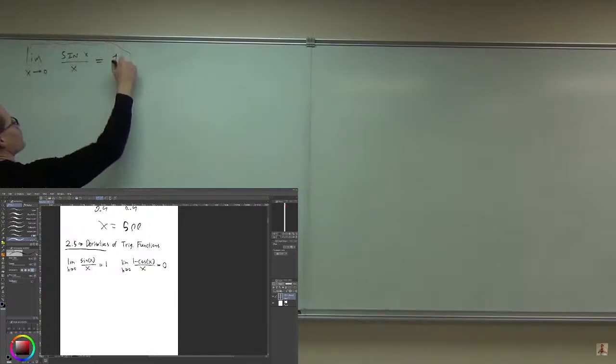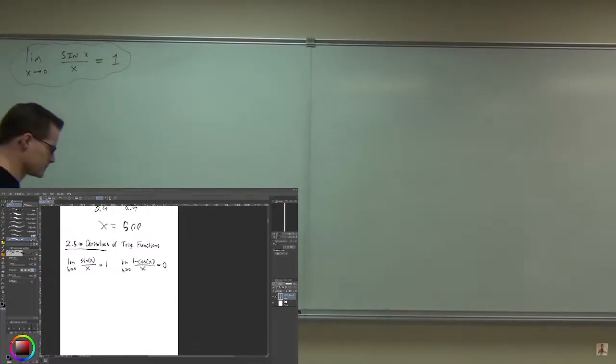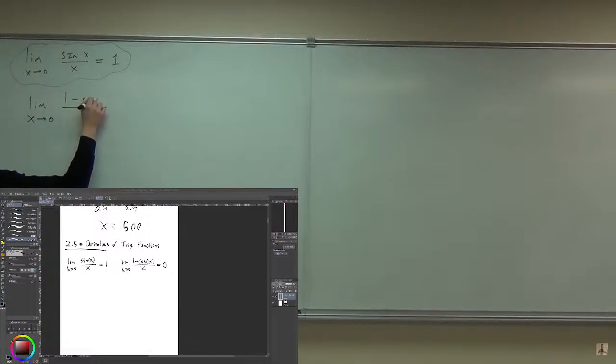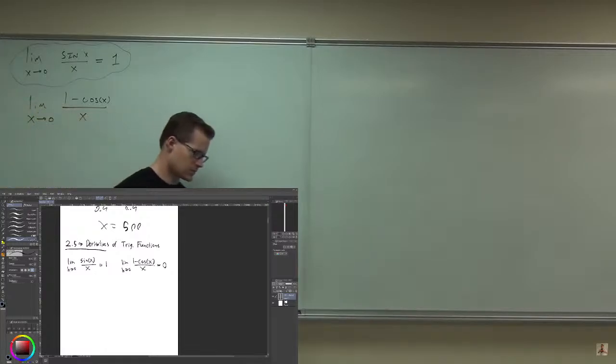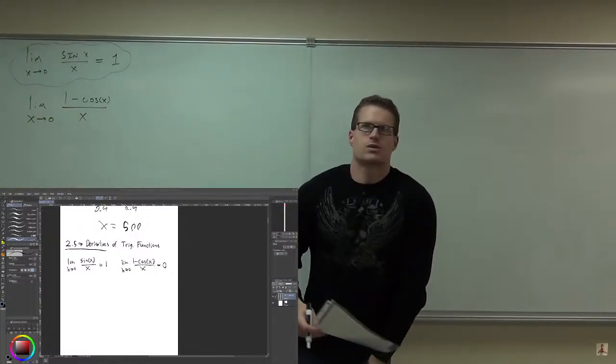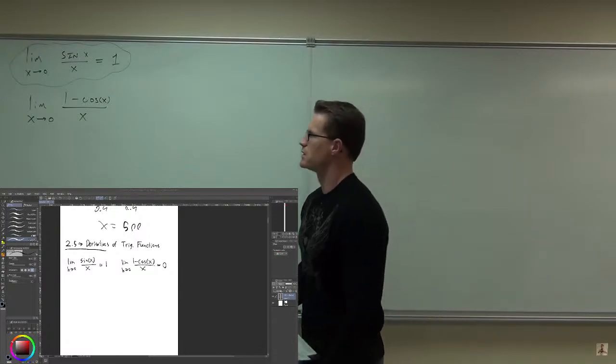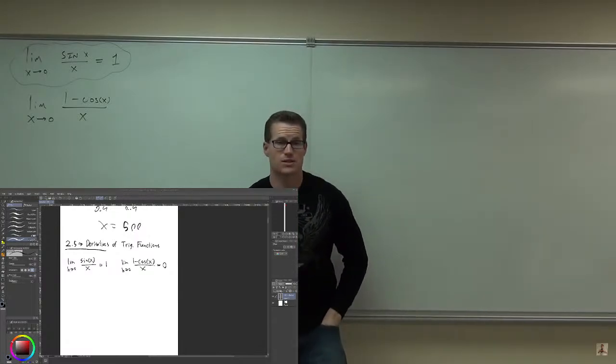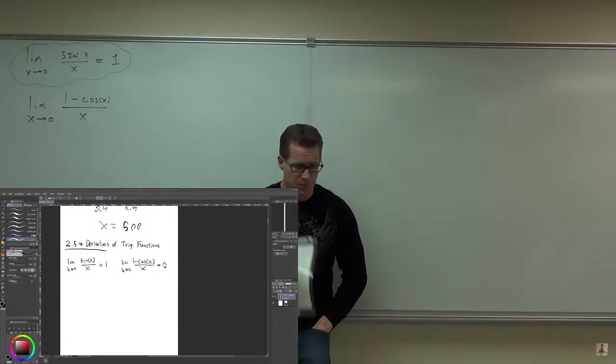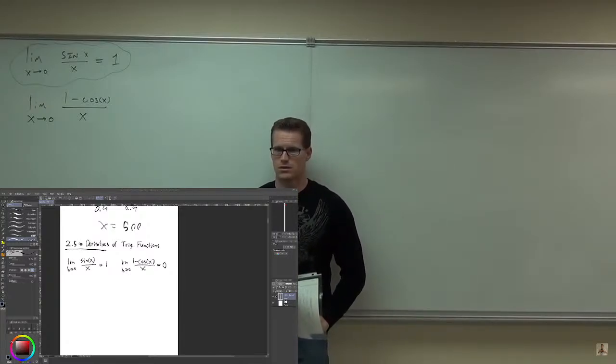So, number one thing. Can we find the limit as x approaches 0 of this? One minus cosine x over x. Well, let me ask you the question. Can you just plug in the 0? If you do plug in the 0, what do you get?